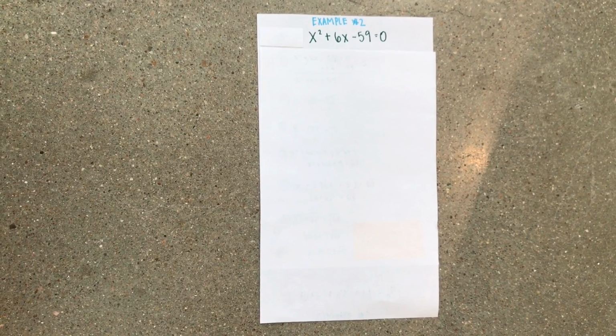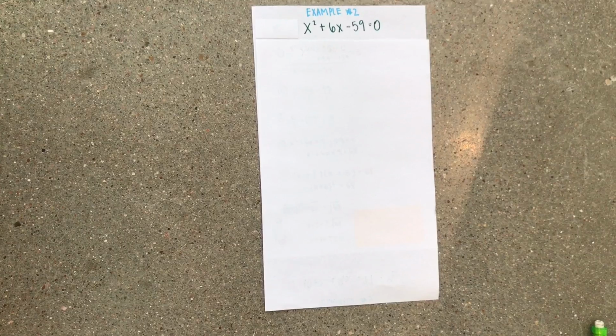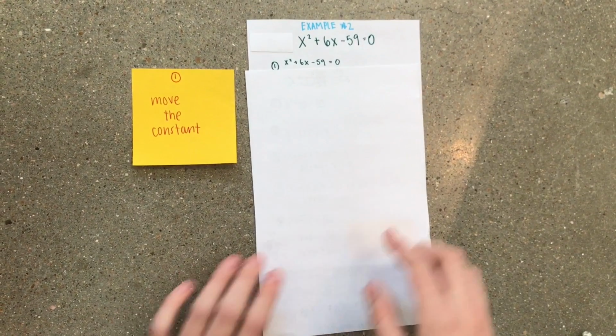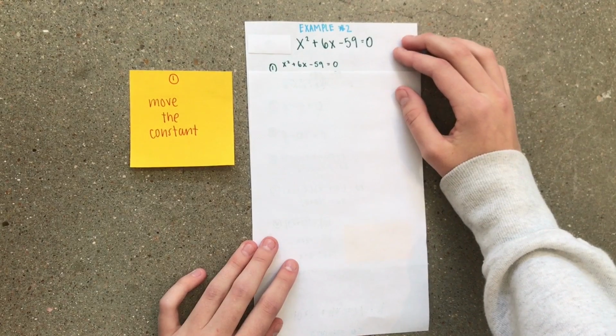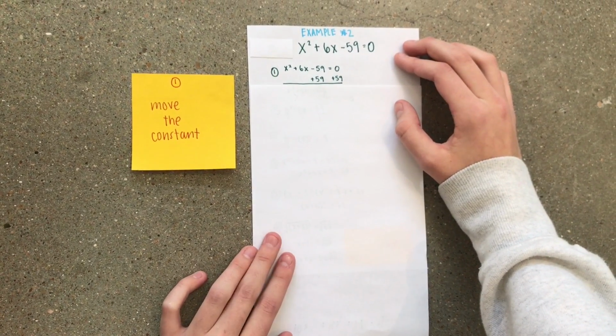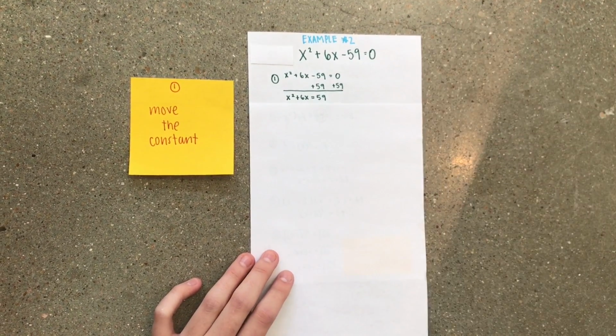Okay, so on to example 2. It's pretty much the same thing, except just a different problem. Step 1 is to move the constant again. So we have x squared plus 6x minus 59 equals 0. We are going to be adding 59 to both sides, and we get x squared plus 6x equals 59.